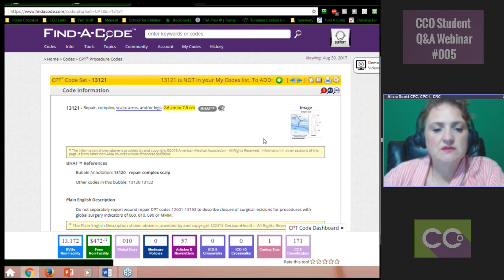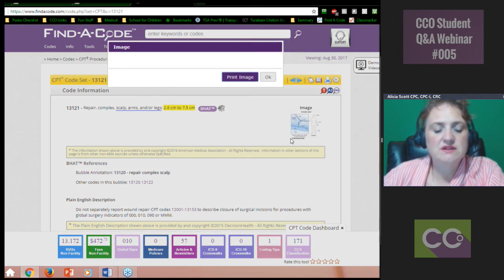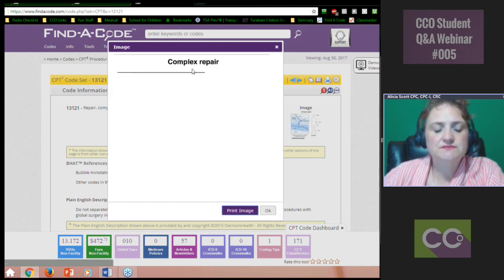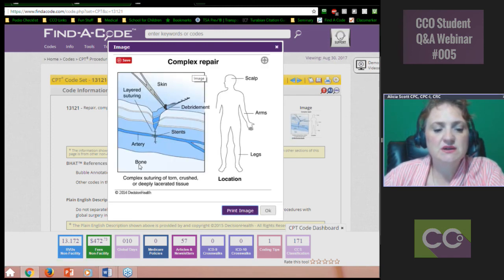And sometimes these images give you even more information. Complex suturing of torn, crushed, or deeply lacerated tissue.